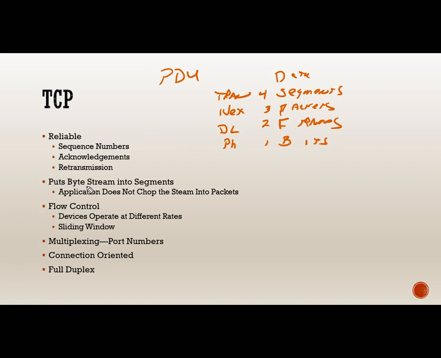So it puts it into segments. The application does not chop the streams into packets. Flow control: devices operate at different rates. So what we will do when they operate at different rates is we'll agree on a window size. Let's call it window size. We'll look at a packet here in a minute. Window size determines how much data can be transmitted at one time.